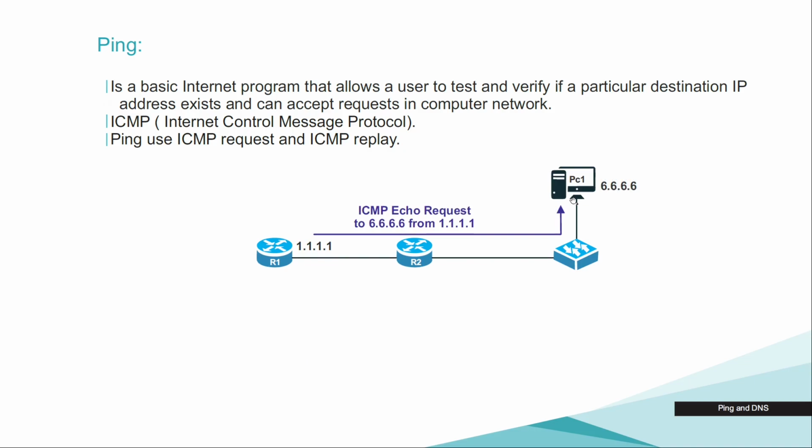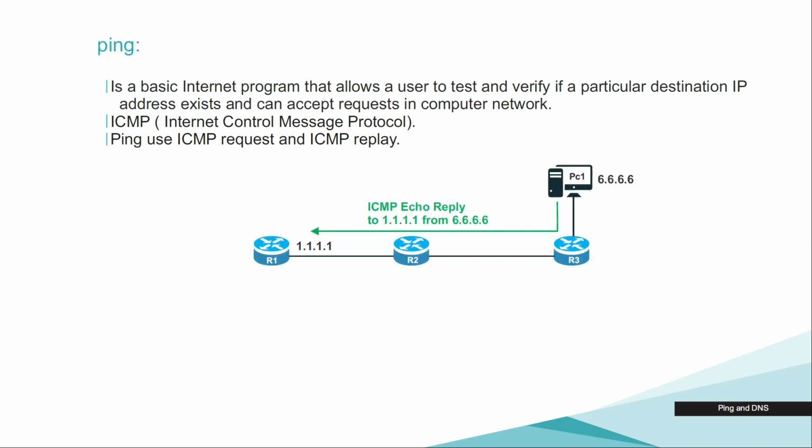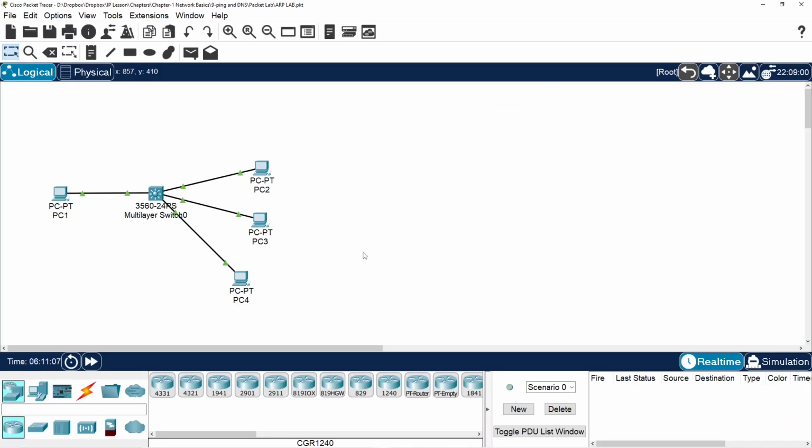So the Ping command will send an ICMP echo request. And as you can see here, this request is sent from the router to the PC. If there is connectivity between the router and PC1, as soon as PC1 receives this ICMP echo request, it will respond with an ICMP echo reply. And in that case, we confirmed that there is connectivity between R1 and PC1. So let's do the Ping lab.